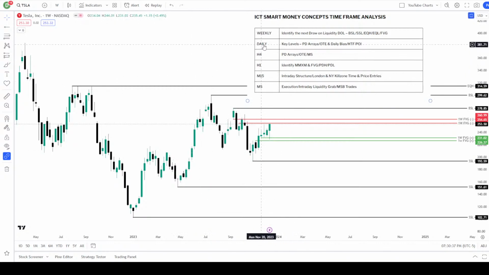Now we're going to drop down into the daily chart. We're going to look at key levels, premium discount arrays. So that's going to be on the current swing move. Where are we at on the premium or discount side? Premium is above 50%. Discount is below 50%.